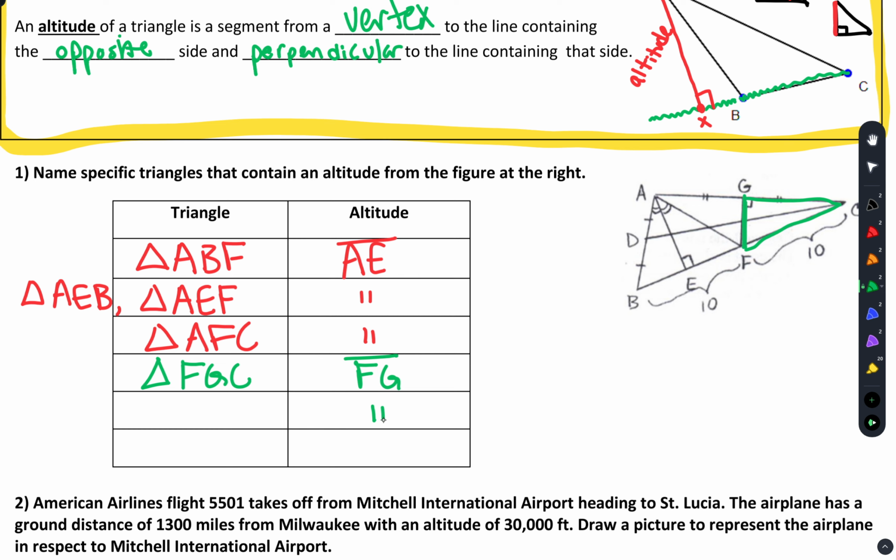Let's keep using FG. Give me another triangle that works for FG. Anna? AFC, the whole triangle. Can we do one more? I think we can. Casper? We did FGC. Go the other way. FGA. Perfect. Okay, any questions on that?